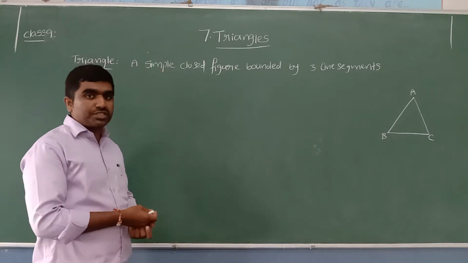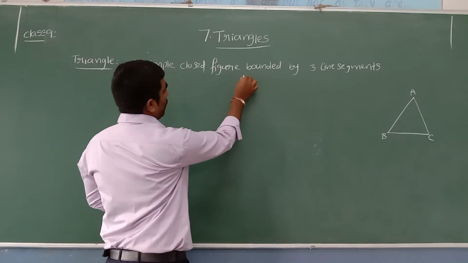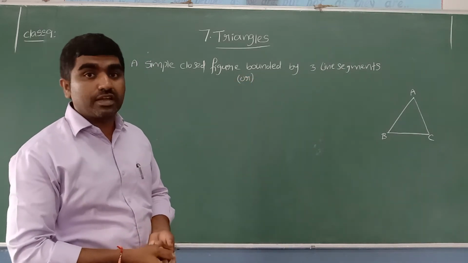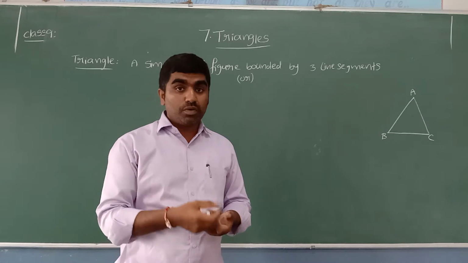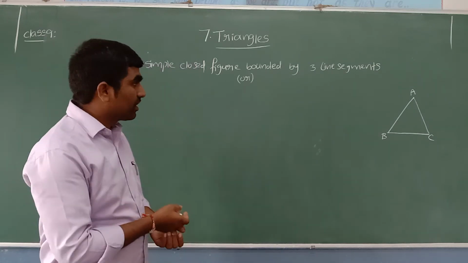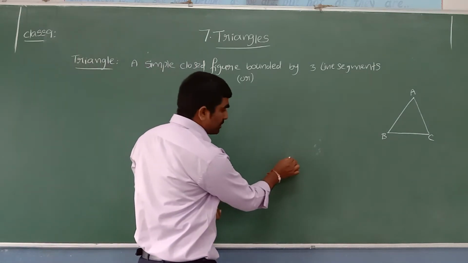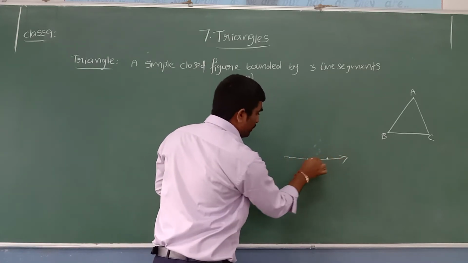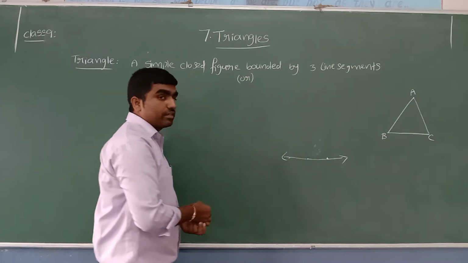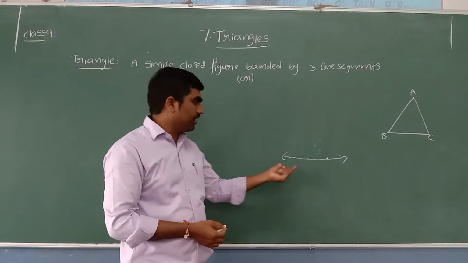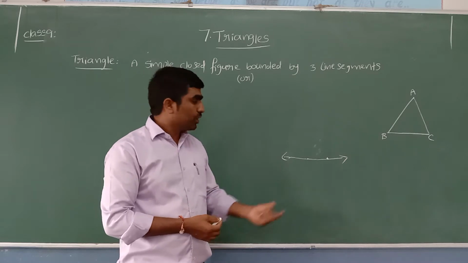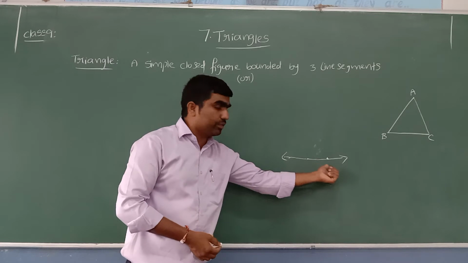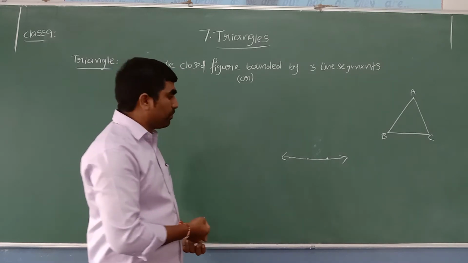Now let us derive the definition of a triangle in another way. In the last class we completed the chapter on lines and angles, where we learned what is meant by collinear points. Can anybody tell me what is meant by collinear points? Let me take three points. By joining them, if all the points are on the same line, they are called collinear points. We can take two or more points.